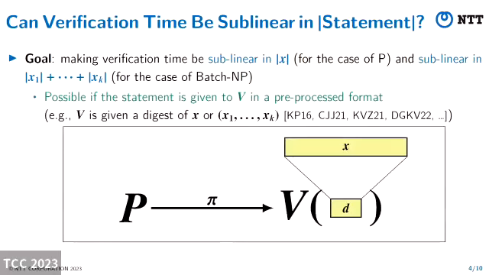But actually, it is known that this is possible to achieve if the verifier is given the statement in a preprocessed format. For example, in some of the existing schemes, the verifier can be sublinear if it is given a short digest of the statement, which is created honestly before the verifier is given the proof.